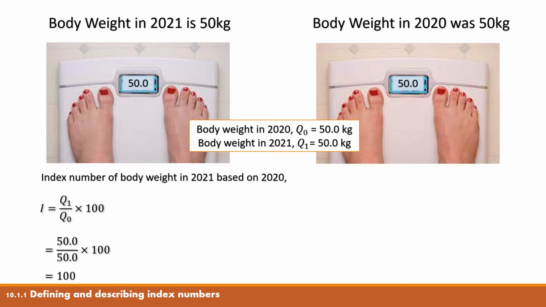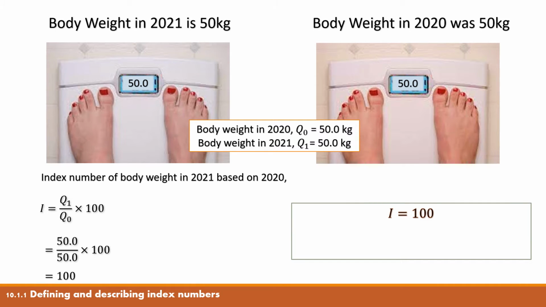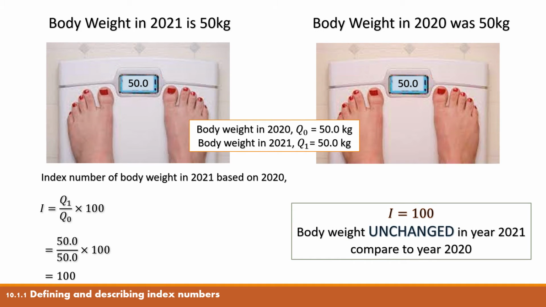From these two diagrams, we can say that when the price index or index number is 100, there is no change. In this situation, the body weight is unchanged in year 2021 when compared to the year 2020.